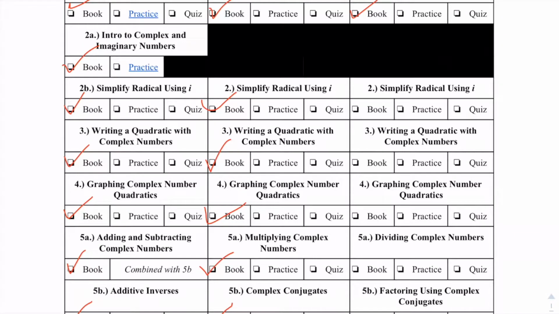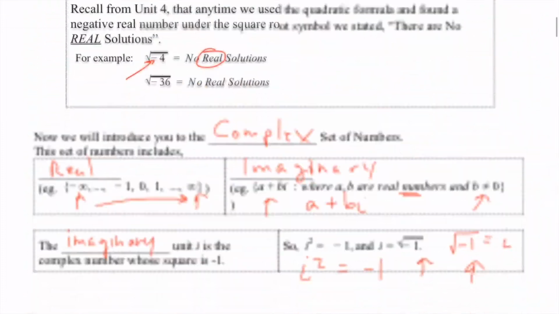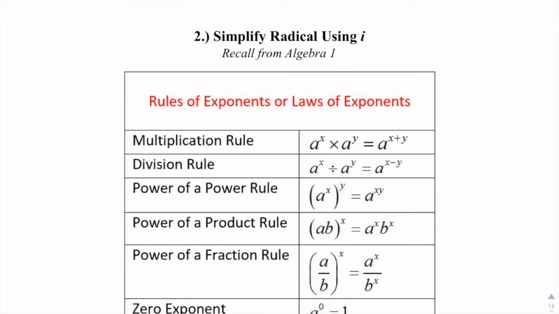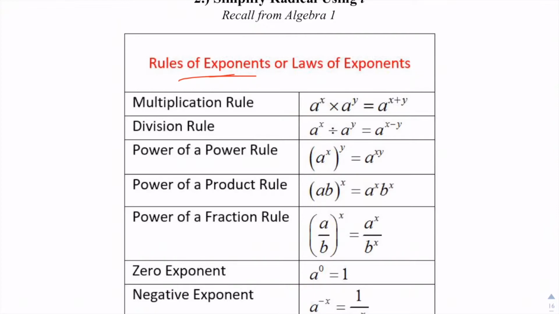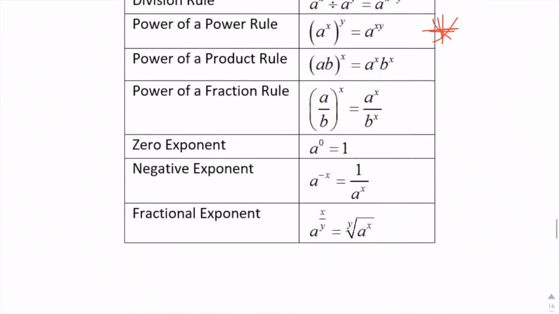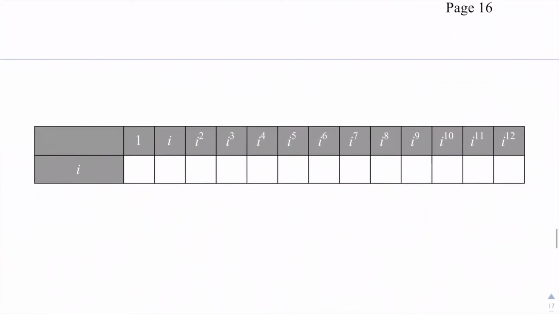We're in Tier 3, Lesson 2 of our complex number syllabus. This is simplifying radicals using i, and we're going to look at a little conceptual stuff with this now that you are in Tier 3. To look at this conceptual stuff, I'm going to remind you of the rules of exponents. Specifically, the power of a power rule and the multiplication rule. These two rules will really help us as we conceptualize what's happening down here in our tables.